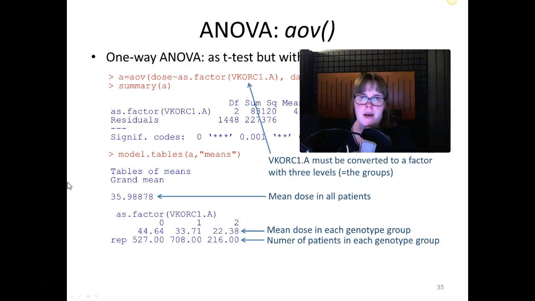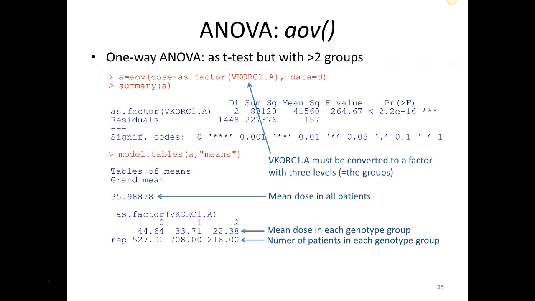If you want to compare more than 2 groups with the t-test, you could use ANOVA, or often you could use linear regression. But if you use ANOVA, the name of the function in R is aov. So here we put our ANOVA into an object A, and then we write aov, and then dose, which is the continuous variable we would like to study, and then over the variable we would like to look at. And in this case, we would like to look at CYP2C9, and we need to convert this to a factor to make this possible. And then we put in data equals D.